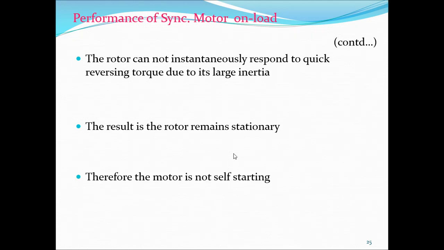Because of this reversing torque, the motor is stationary and it is not self-starting. So why is the motor not self-starting? This is the reason: at every half cycle, the rotor direction is changing. In the first half cycle it will rotate clockwise, and in the other half cycle it will rotate anti-clockwise. So it produces a torque in the reverse direction. Because of this reversing torque, the rotor is stationary and the motor is not self-starting.